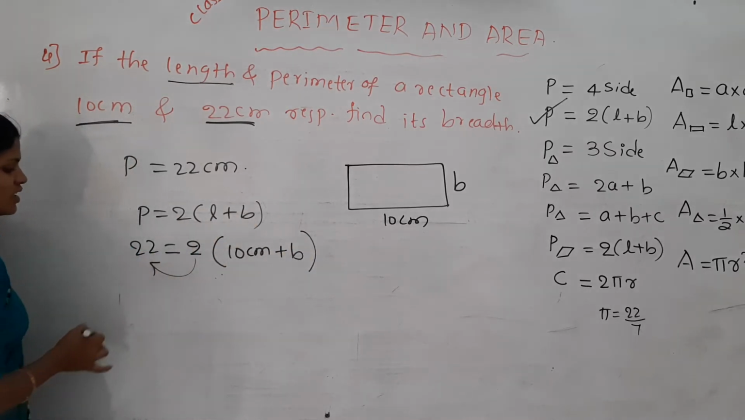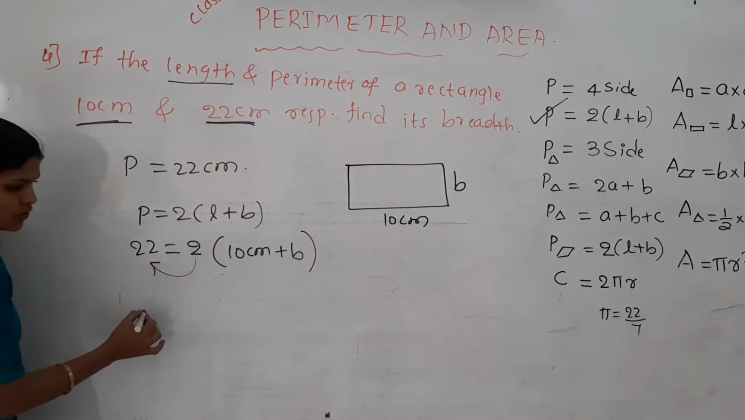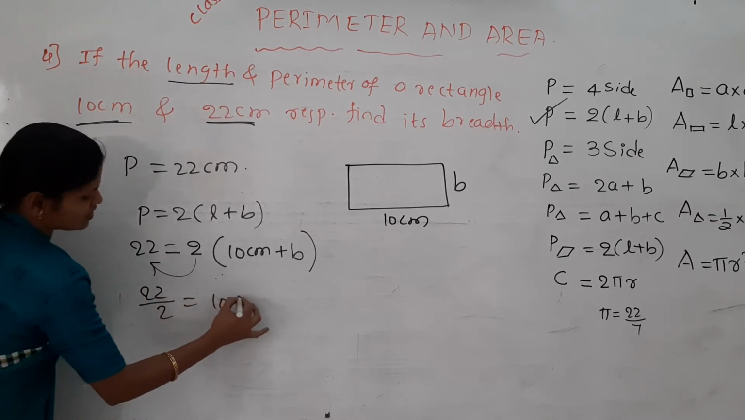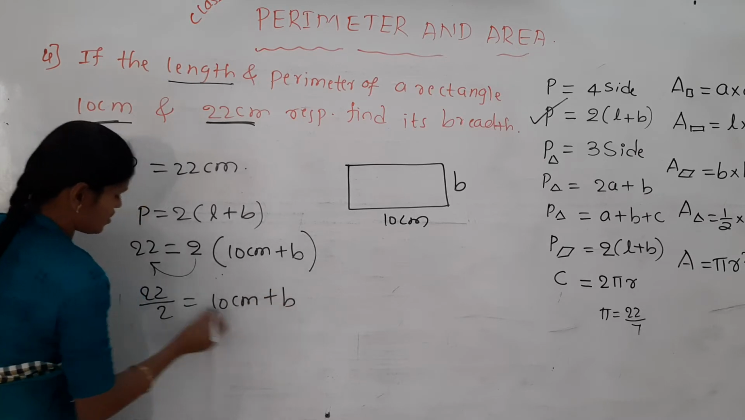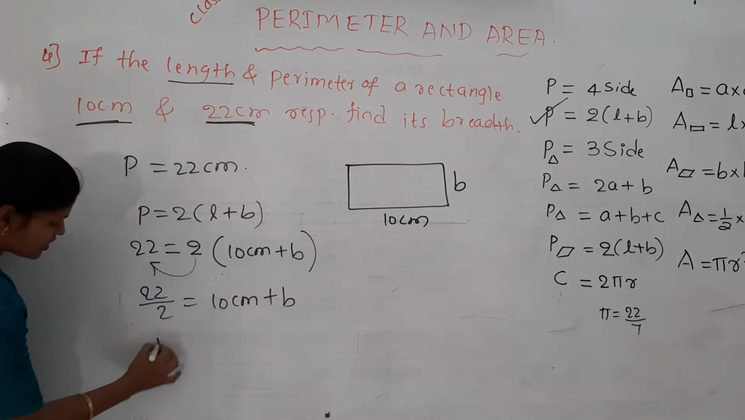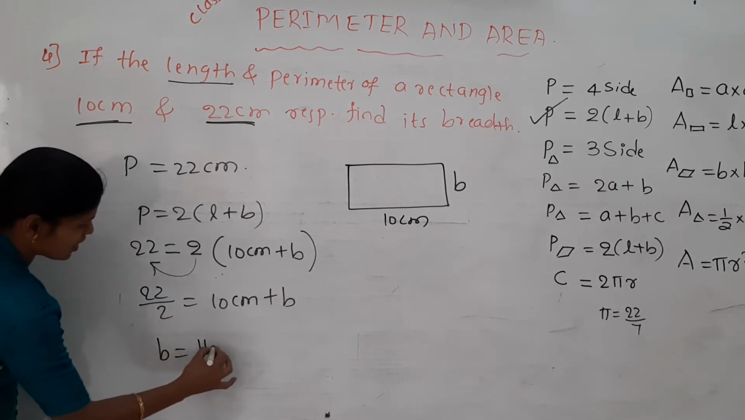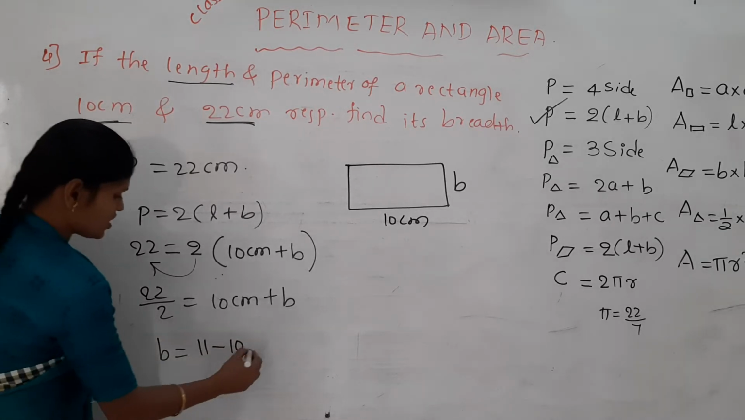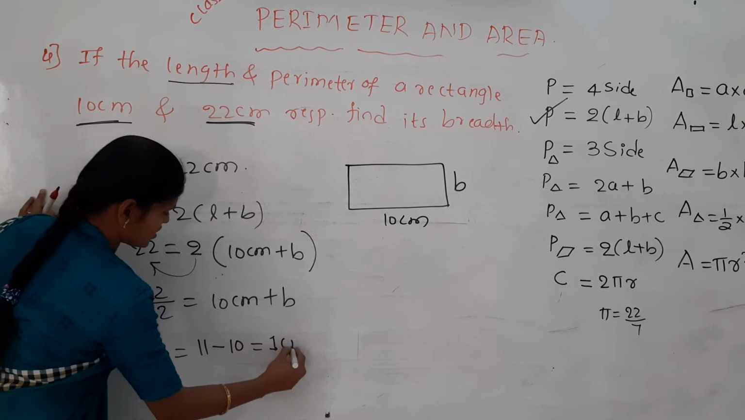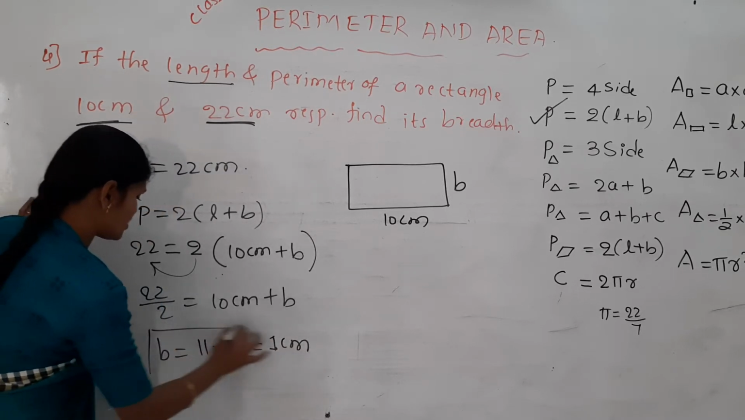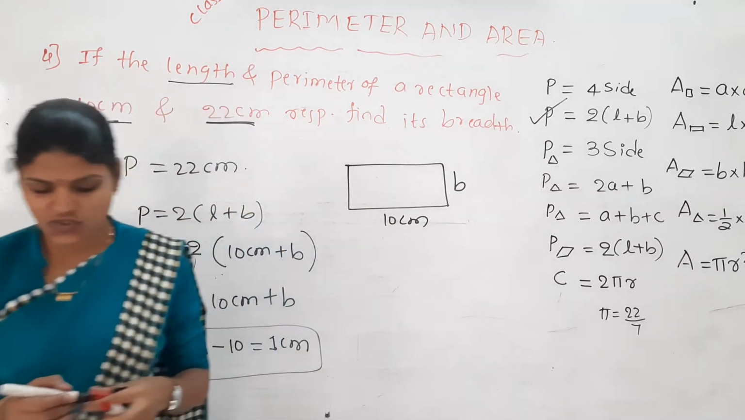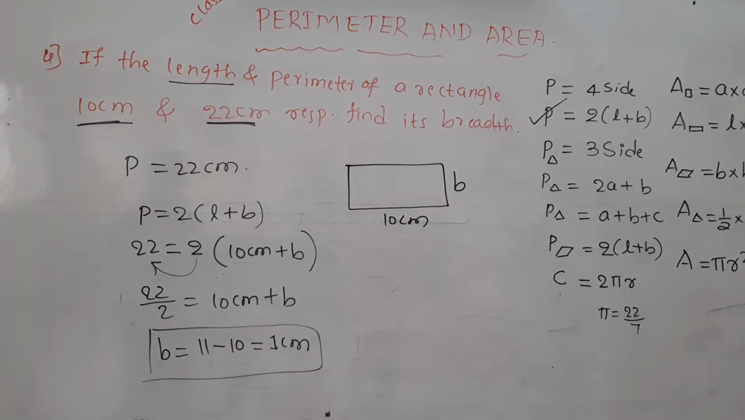2 comes to this side, it divides: 22 by 2 is 11. 10 centimeter plus breadth is equal to 11. Then breadth is equal to 11 minus 10. 11 minus 10 is 1 centimeter. What is the breadth of this rectangle? 1 centimeter. Yes, just pause it and try this one.